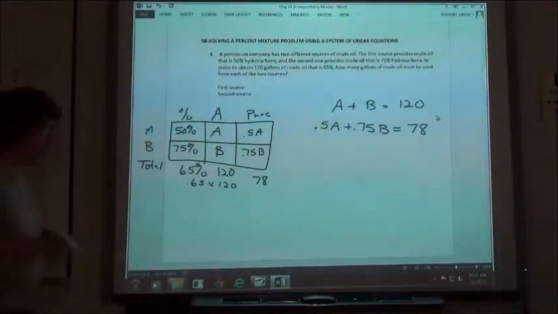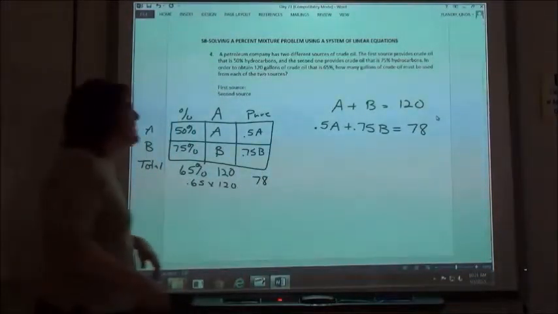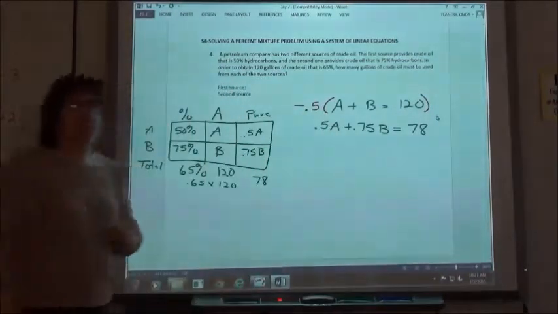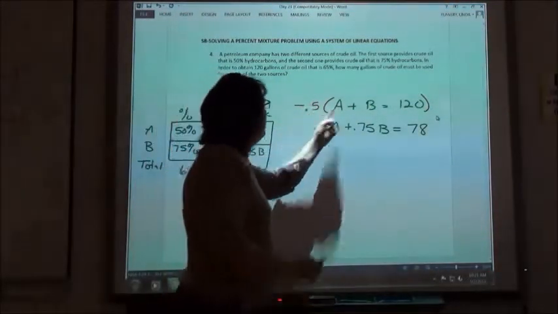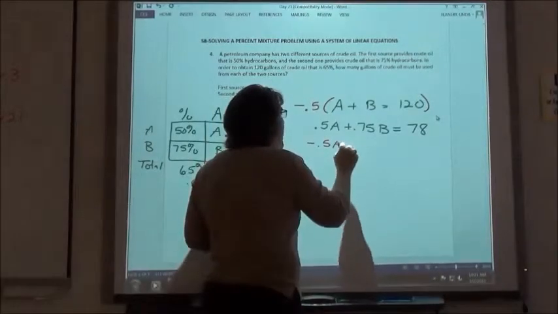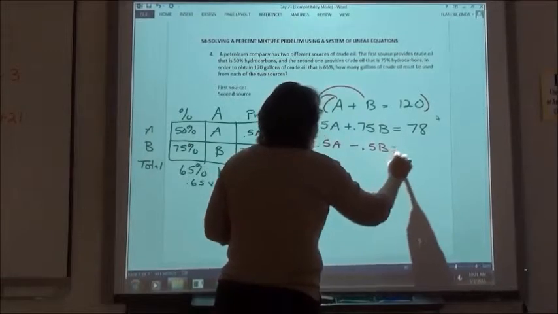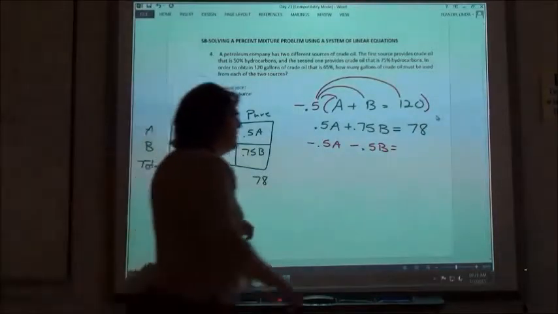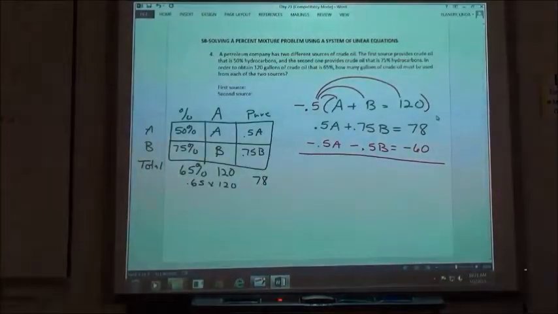And so again, we can solve by either addition or substitution. I like the addition method better. So I'd probably just take my top equation times negative 0.5 so that we can eliminate the A's there. So negative 0.5 times A would be negative 0.5A. Negative 0.5 times B would be negative 0.5B. And then if we take negative 0.5 times 120, we get something like negative 60, right? 0.5 is half of 120, 60.